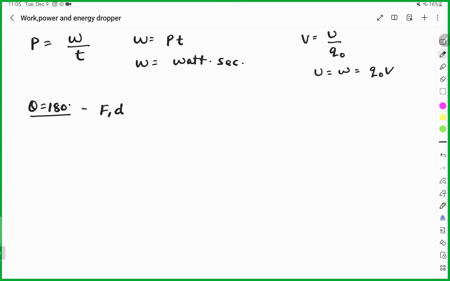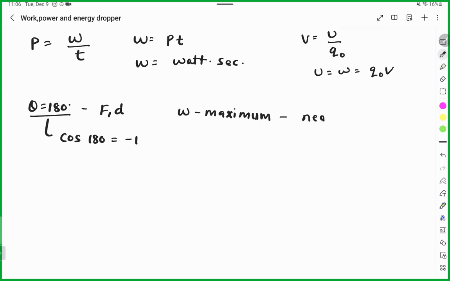So what is your answer if theta is 180? What is the cos 180 value? Cos 180 value is minus 1. So work done will be maximum, but in the negative way.